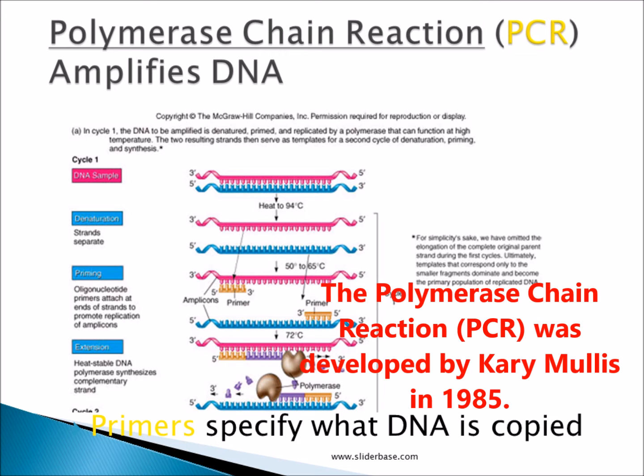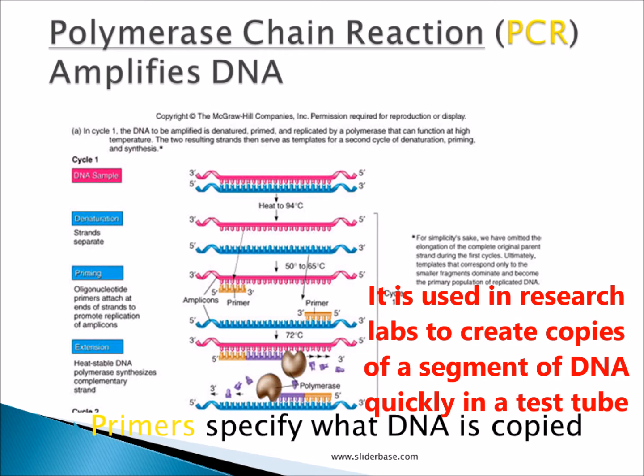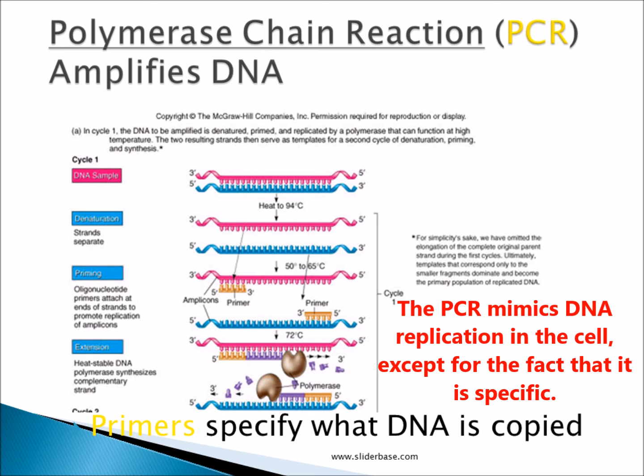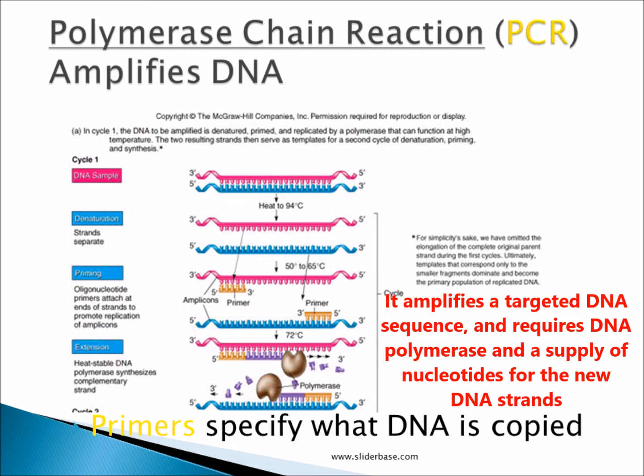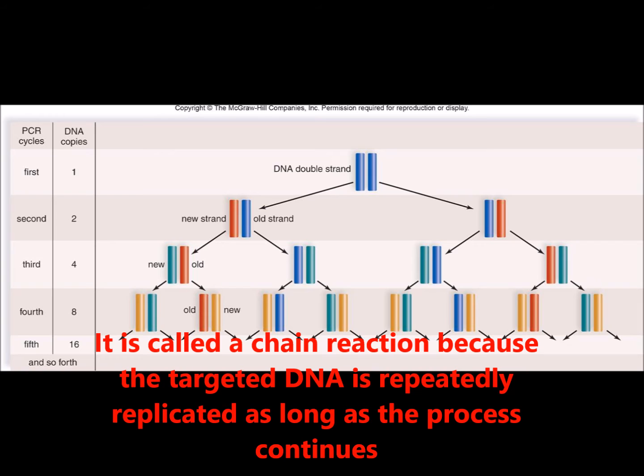The polymerase chain reaction, or PCR, was developed by Kary Mullis in 1985. It is used in research labs to create copies of a segment of DNA quickly in a test tube. The PCR mimics DNA replication in the cell, except for the fact that it is specific. It amplifies a targeted DNA sequence and requires DNA polymerase and a supply of nucleotides for the new DNA strands. It is called a chain reaction because the targeted DNA is repeatedly replicated as long as the process continues.